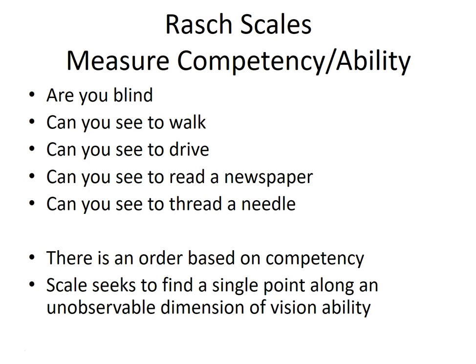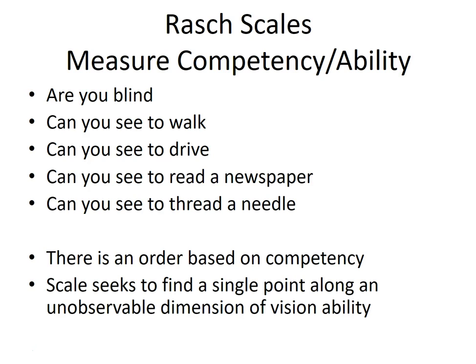Now let's talk about Rasch scales. Likert scales tend to be more towards feelings and attitudes, and Rasch tends to go more towards competency. But again, it's not ordinal. So if you're completely blind, you can't see at all. You're a little better if you can see to walk. You're even better if you can see to drive, even better to read a newspaper, and better still to thread a needle.